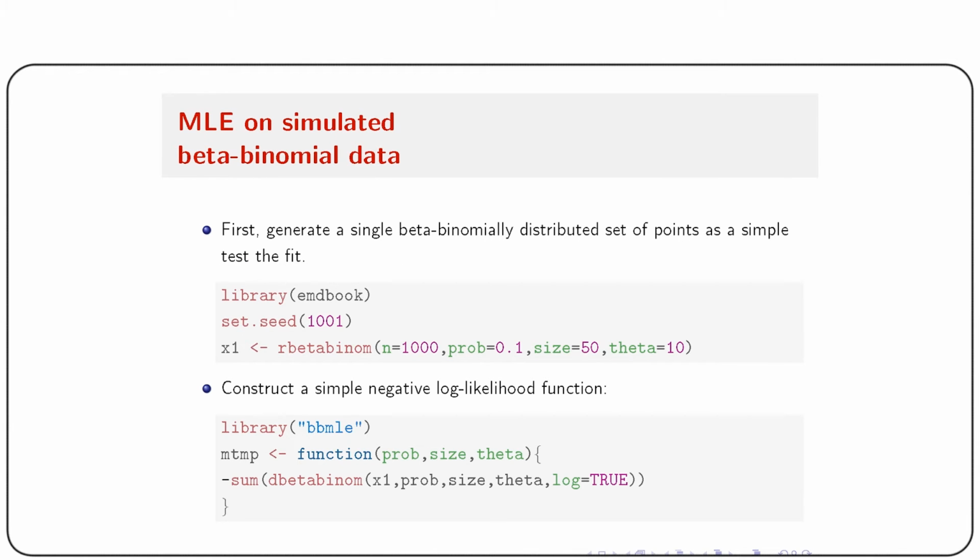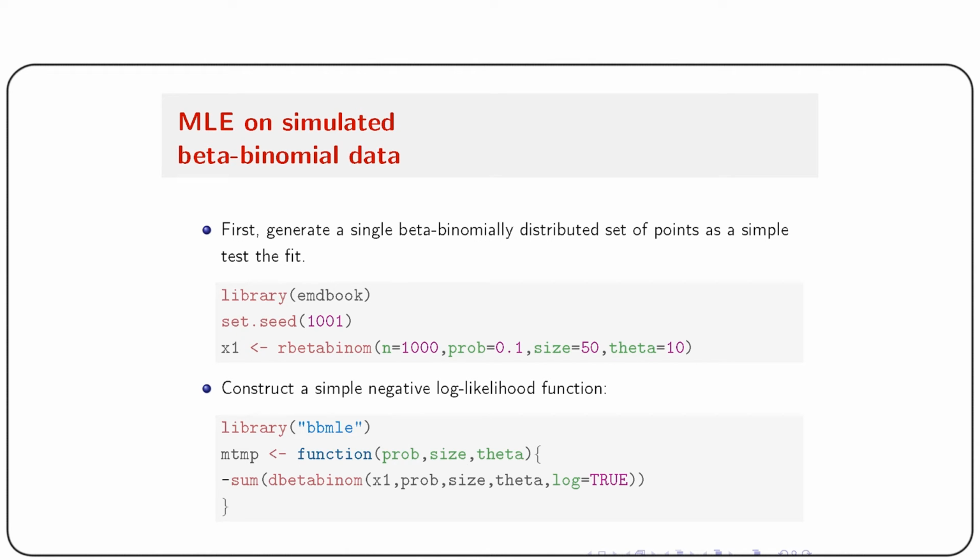We will take simulated beta binomial data for illustration. First, generate a single beta binomial simulated data set as a simple test of the fit. Load the library emdbook and set the seed as 1001, and then x1 is rbetabinom; the beta binomial function can be obtained from the emdbook package. Then rbetabinom with n equals 1000, prob 0.1, size 50 and theta equals 10.